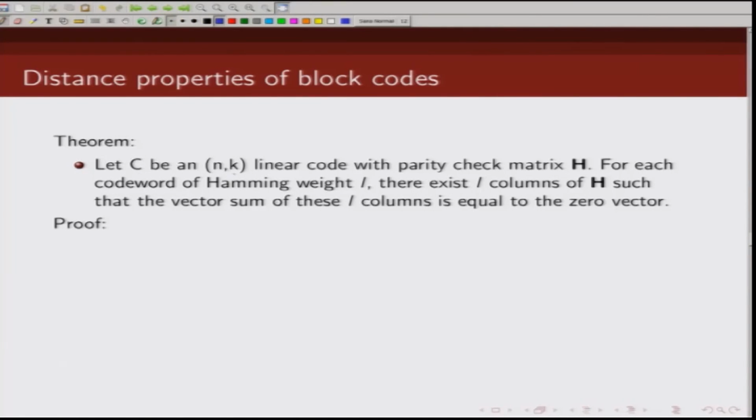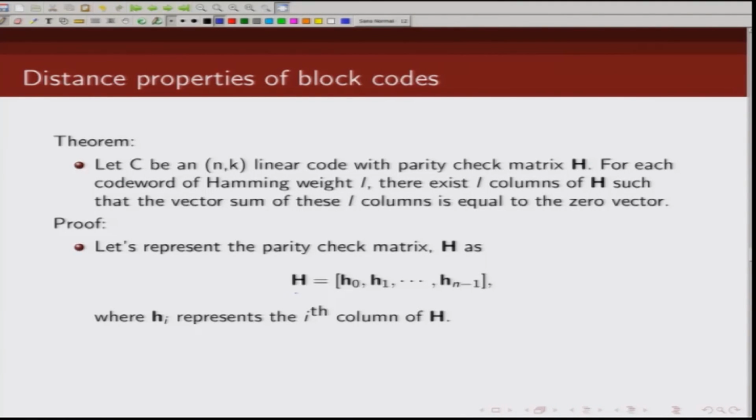If C is an (n, k) linear block code whose parity check matrix is given by H, then for each code word of Hamming weight L, there exist L columns of this parity check matrix H such that the vector sum of these columns is equal to the 0 vector. So, let us prove this.